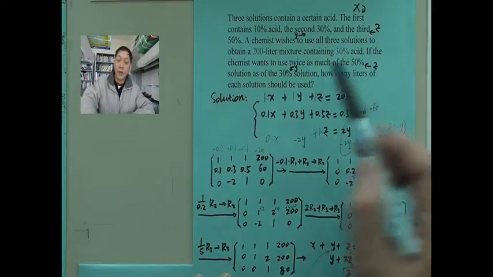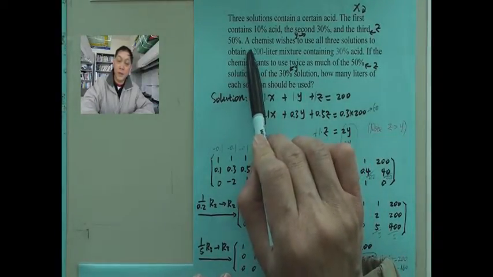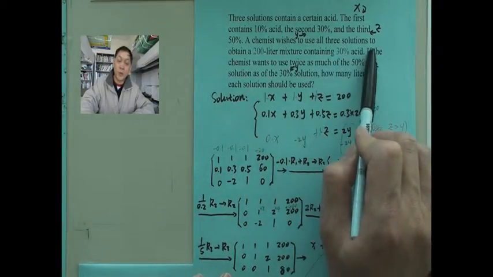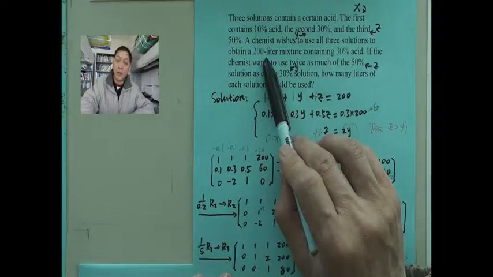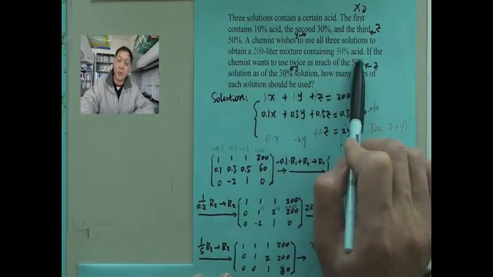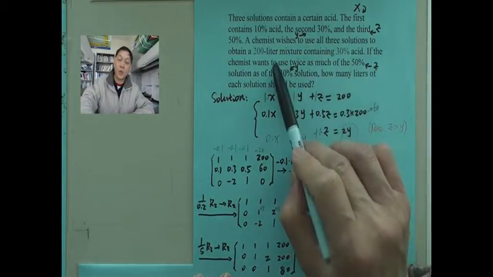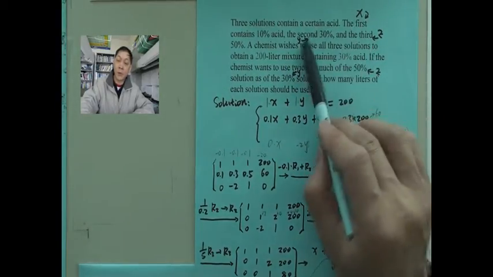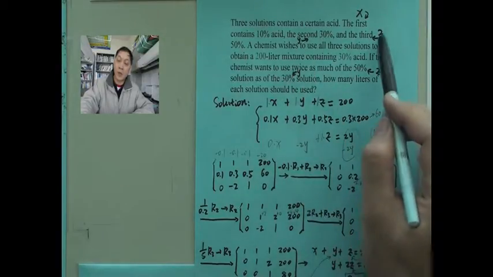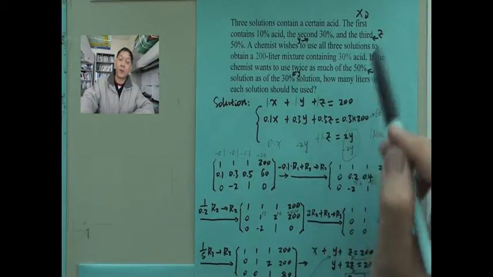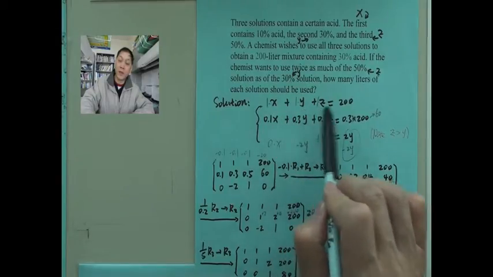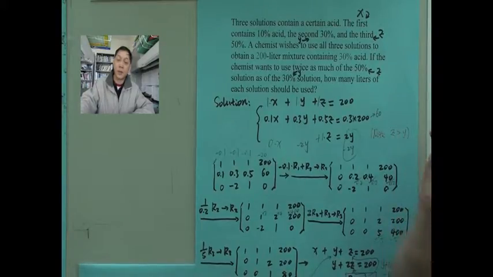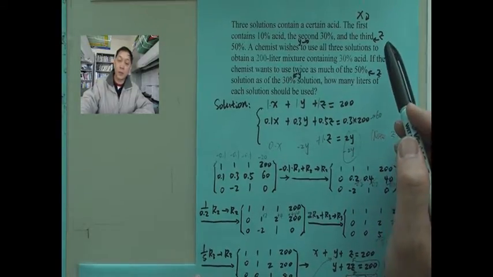Now, the second sentence right here: a chemist wants to use all three solutions to obtain a 200-liter mixture containing 30% acid. The 200 mixture comes from the first one, X, the second one, Y, and the third one, Z. So you have to add all X, Y, Z to get 200. That's one thing.